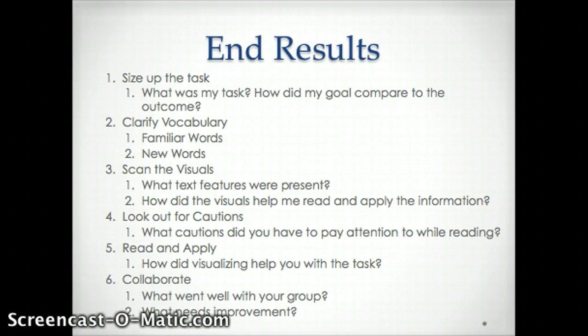Number 3, scan the visuals. Students should identify the text features present and how these visuals help them read and apply the information. Number 4, look out for cautions. What cautions did students have to pay attention to while reading? Number 5, read and apply. How did visualizing help students with the task? Number 6, collaborate. Students need to be able to identify what went well with their group and what needs improvement.